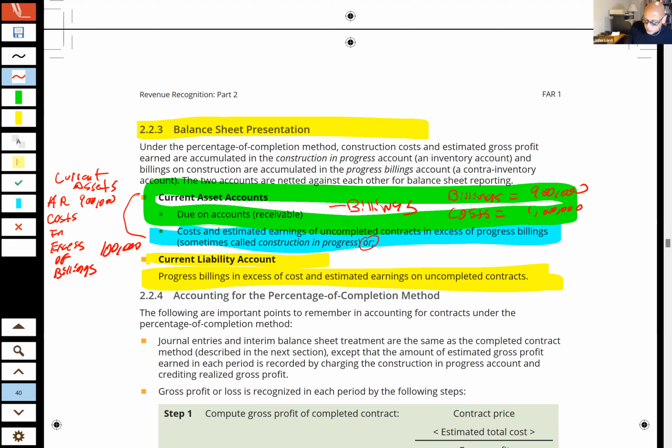Okay, now coming down for the situation, the current liability, let's say the billings equal $1 million, but our costs are now only 900,000. So I kind of flipped it here. Okay, we'll still have this current asset accounts receivable of what? $1 million. So that'll be our current asset.